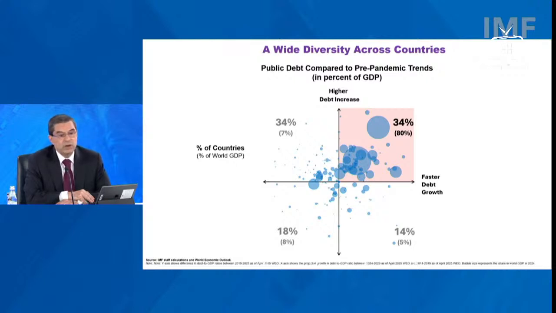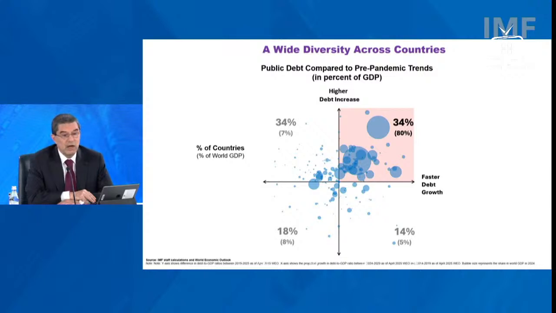The figure shows debt levels on the vertical axis and debt growth on the horizontal axis compared to pre-pandemic. The higher the bubble in the figure, the more debt has increased compared to 2019. 119 countries are above the horizontal axis. For these countries, public debt is higher than pre-pandemic. The further to the right in the figure, the faster debt grows compared to pre-pandemic trends.